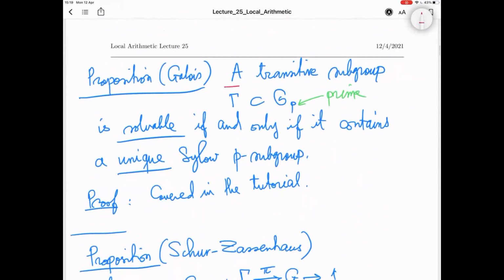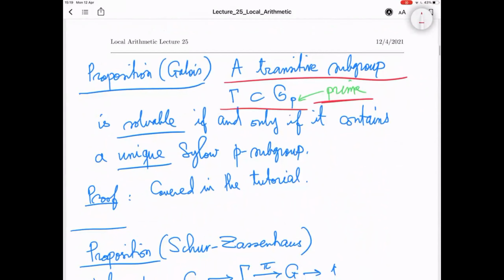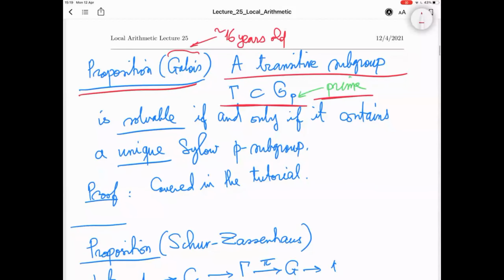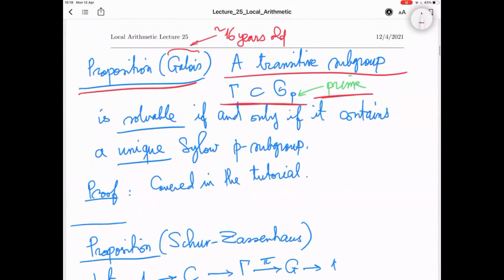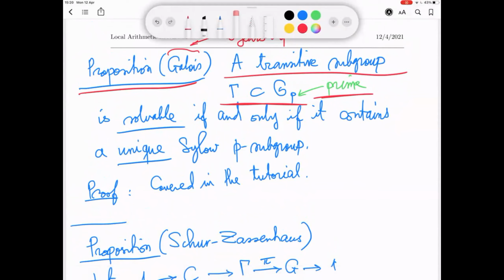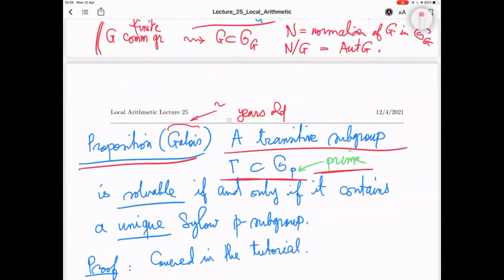Okay, but here is something which is special in this case of a prime index. Suppose I have a transitive subgroup of SP. SP is a symmetric group on P letters. This is a very special, very important proposition, and it was proved by Galois maybe when he was 16 years old. Or 18 years old, I don't know. But he was very young. At 18 years, he established the whole of Galois theory. So maybe, yeah, let's put 18 just in order to make sure that nobody objects.